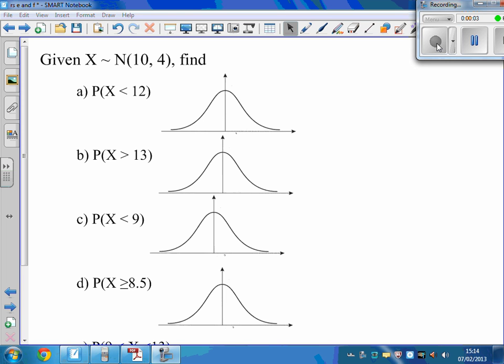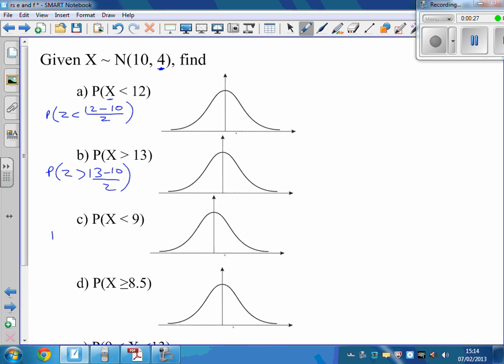Question 2, we now have to do the conversion before we use the tables, and so each time we change our x statistic into our z statistic by doing the number, take away the mean, and divide it by the standard deviation. And the standard deviation is the square root of that, so we're going to divide by 2. This one here, I'll be doing 13, take away the mean, divided by the standard deviation. This one here, I'll be doing 9, take away the mean, divided by the standard deviation.